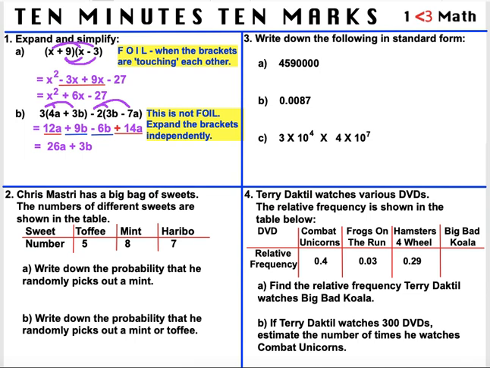Write down the probability that he randomly picks out a mint. So first of all, how many mints are there? There's 8. So there's 8 possibilities that he picks out a mint. The total number of sweets is 5 plus 8 plus 7, which is 20. So it's going to be 8 out of 20. 8 is our numerator. I'm going to write P for probability, mint in the brackets. That's how we write down a probability. And it's going to be 8 over 20.